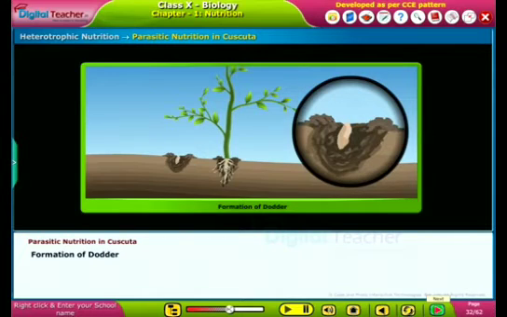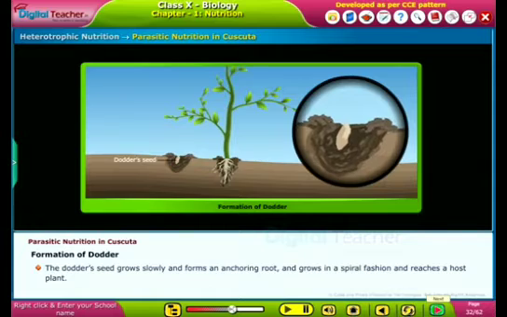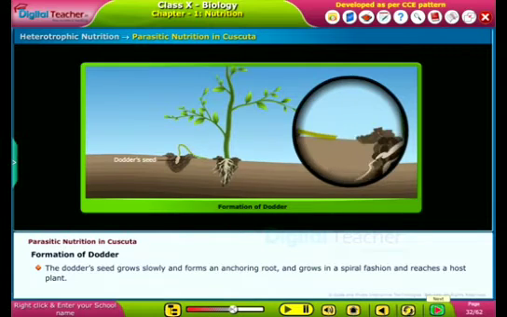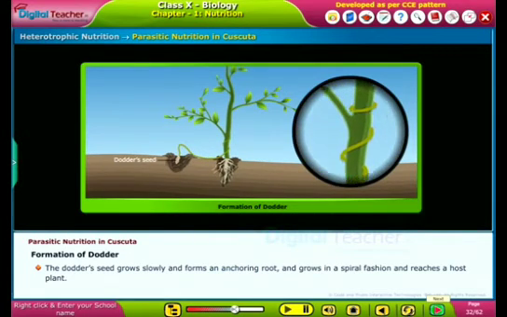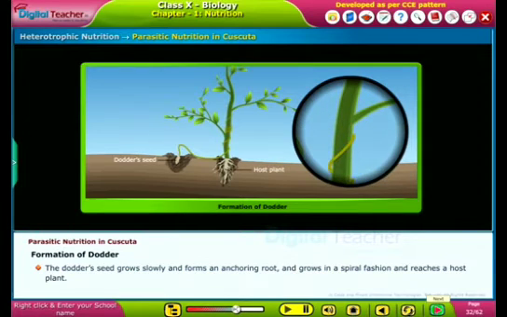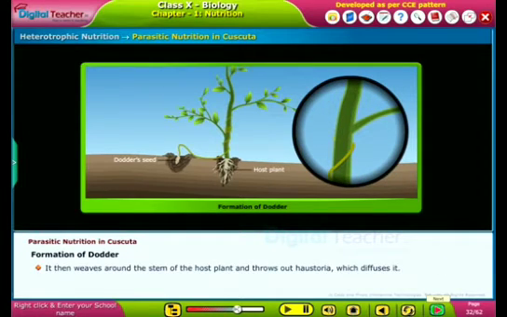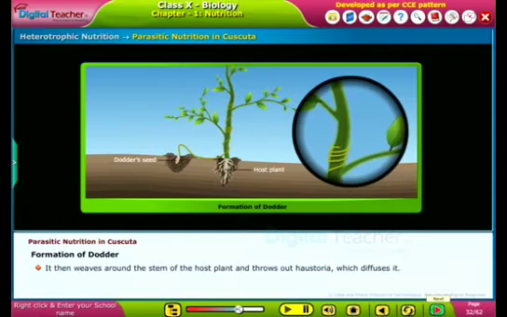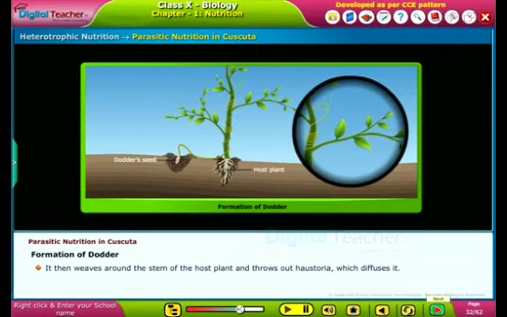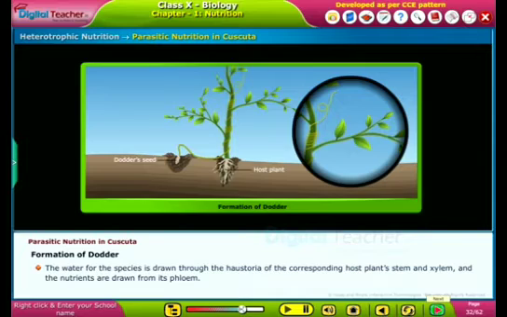Let us now learn about the formation of dodder. The dodder's seed grows slowly and forms an anchoring root and grows in a spiral fashion until it reaches a host plant. It then winds around the stem of the host plant and throws out haustoria, which penetrate it. The water for the species is drawn through the haustoria from the host plant stem's xylem, and the nutrients are drawn from its phloem.